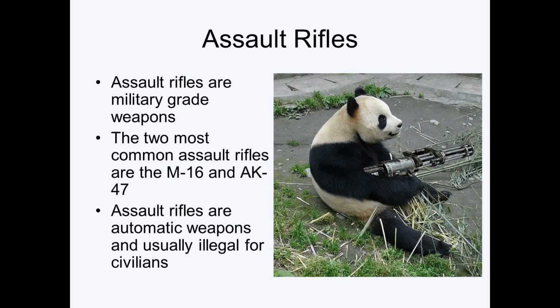Assault rifles are military grade weapons. Now, they're trying to change the definition of that, but it used to be military grade weapons, right? The two most common assault rifles are the M16 and the AK-47. Assault rifles are automatic weapons and usually illegal for civilians. Only like military has them usually. I don't know, some countries that are really lax on gun laws might allow civilians to have those.